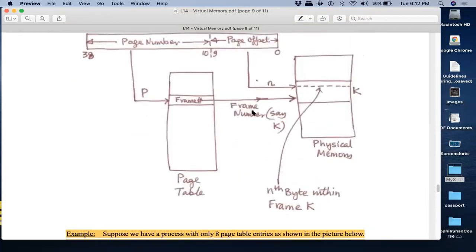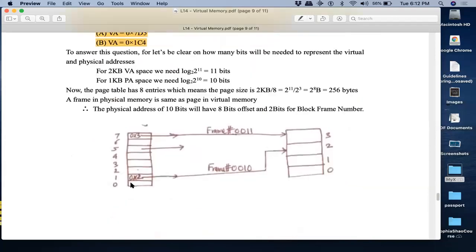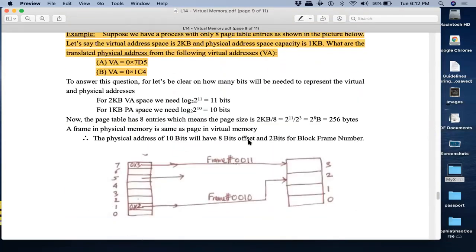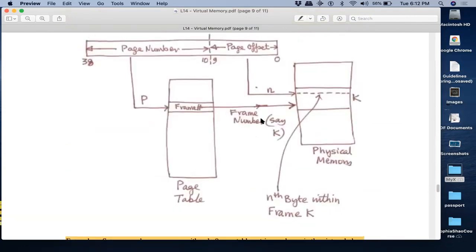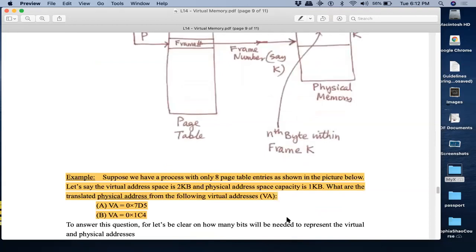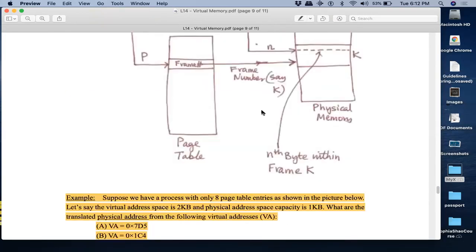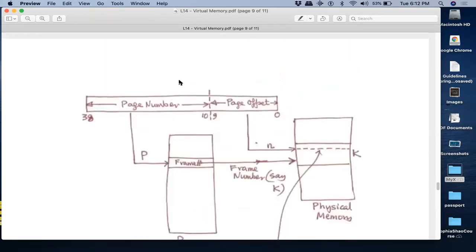K is 3. Similarly, for the next part, P was 1, and your frame number was 2, right? And this offset always remained the same, which was D5 for both, and C4 for the next question, right? That means the virtual address encapsulates the page offset and then this page number.